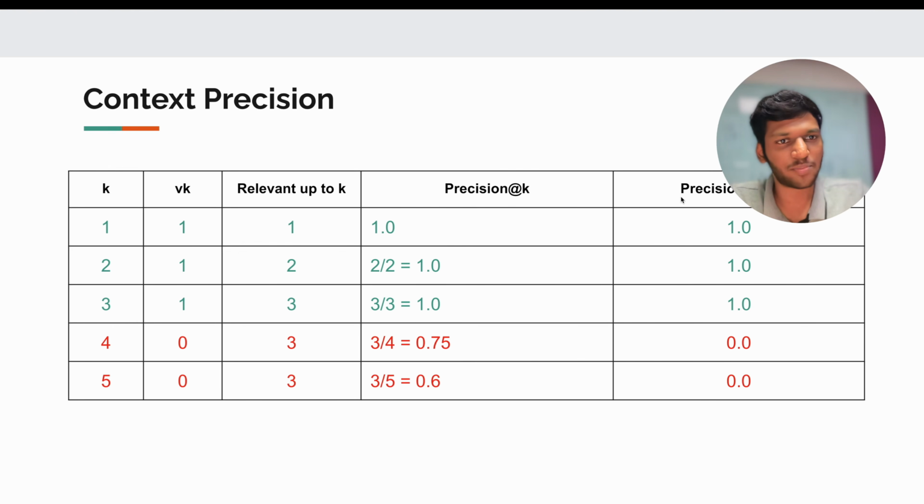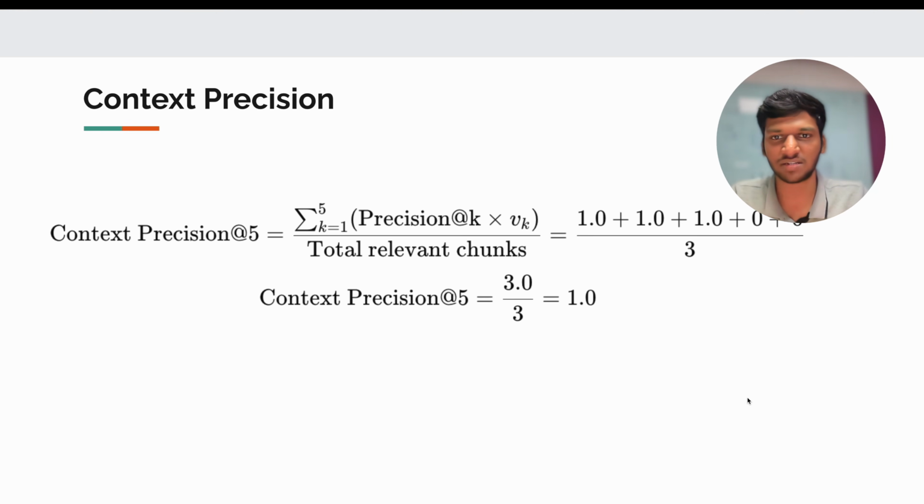To find precision at k times vk, we need to multiply these both values. In that, we can easily say the first three are all 1 points and the last 2 are 0 points. With this, calculating context precision is very easy. Context precision at 5: we sum up all the things, 1 plus 1 plus 1 plus 0 plus 0, divided by total relevant chunks, which is 3 by 3, equal to 1. 100% of the chunks are relevant for us now.